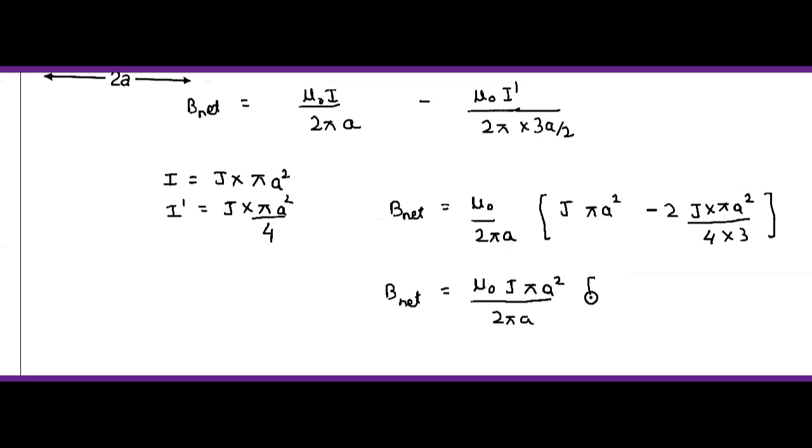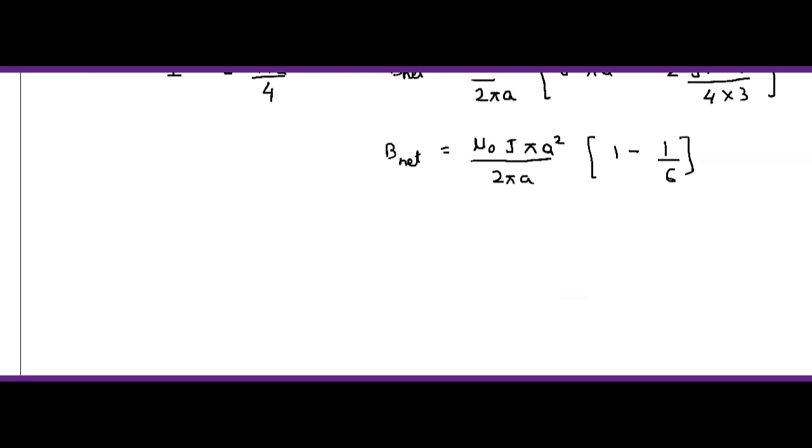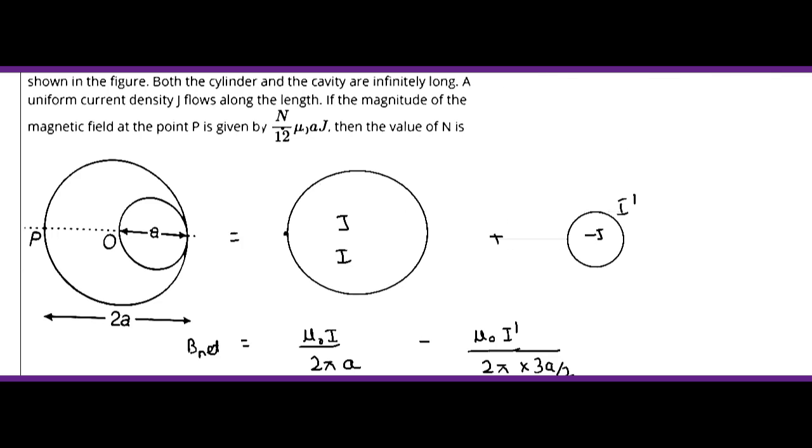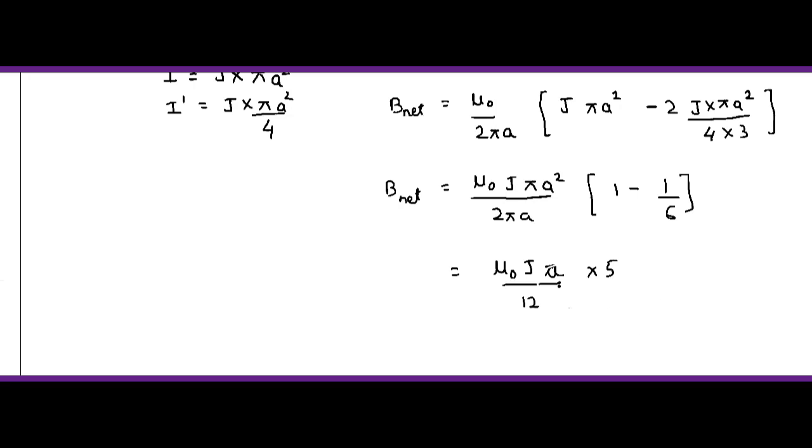Then what will happen here? It would be 1 minus 1 divided by 6, that means 5 by 6. So we can write our B net as mu naught J A divided by 6 into 2, that means 12, then multiplied by 5. Now if we compare this with what is given, n divided by 12 mu naught AJ, it would be n mu naught J A divided by 12.